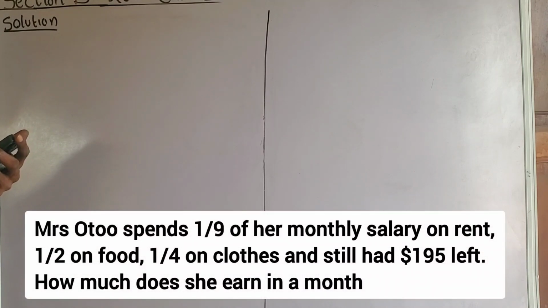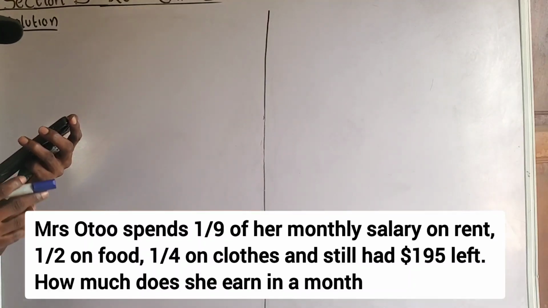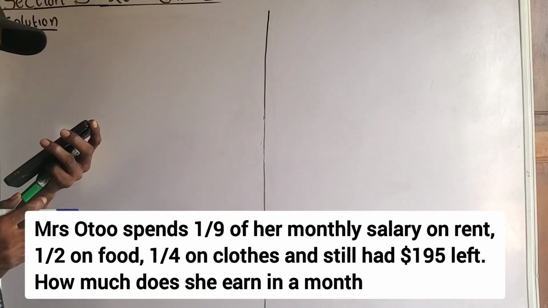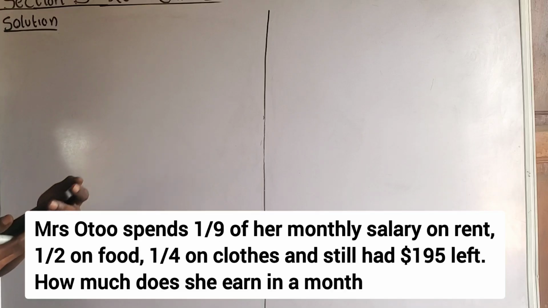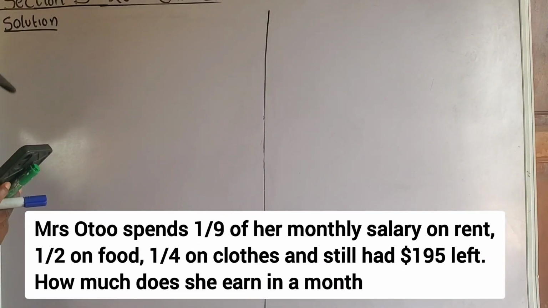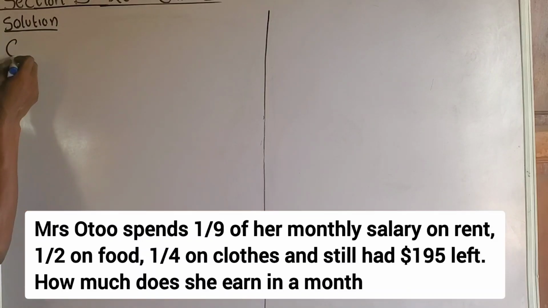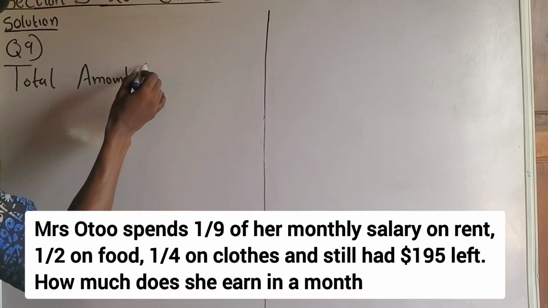Miss Otto spends 1/9 of her monthly salary on rent, 1/2 on food, 1/4 on clothes, and still has $195 left. How much does she earn in a month? They gave us the summary of how Miss Otto spent her monthly salary. Let us represent the total amount that she received in a month as X.